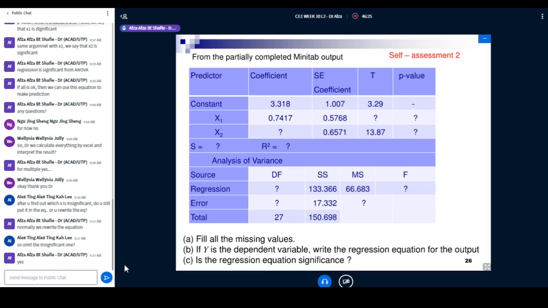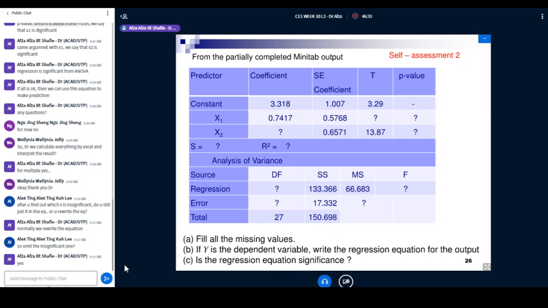Okay, let's have a look at self-assessment 2. Can we just run through this? This is the one where the printout is given to you. Let's take about 10 minutes or so to do this, then we discuss this self-assessment 2 problem, because this is the easiest, I think, for now.